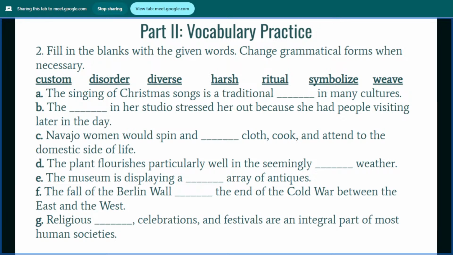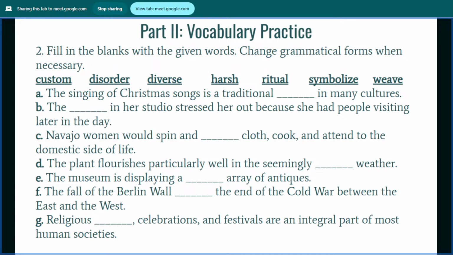The third one is weave. Very good. Fourth one is harsh. Very good. Fifth one is diverse. And sixth one is symbolize. Very good. The last one is ritual. Rituals. Okay.